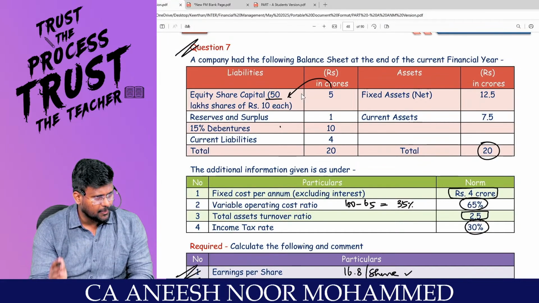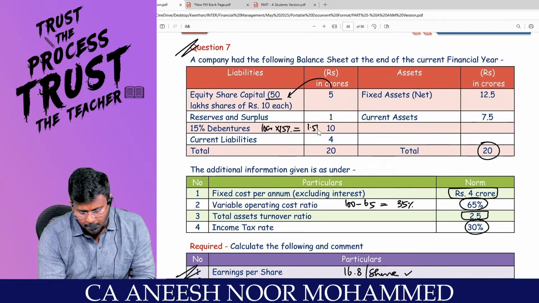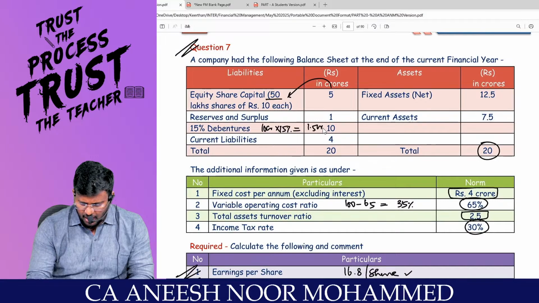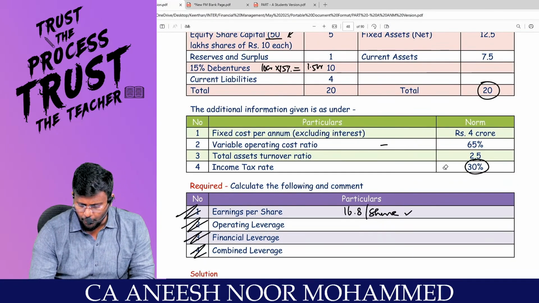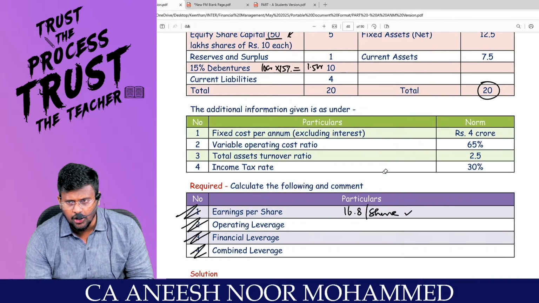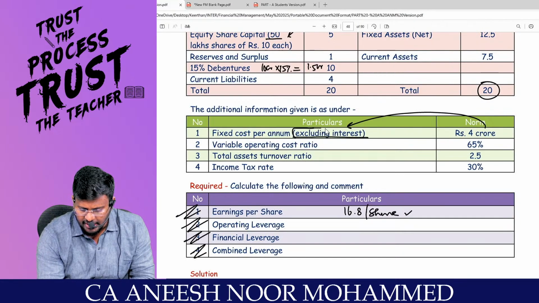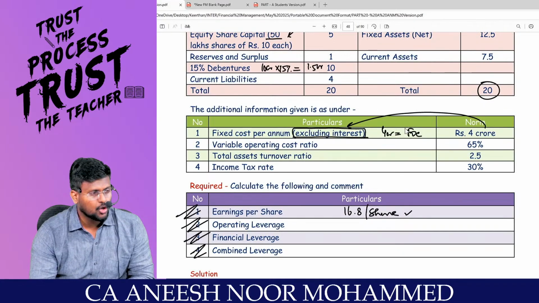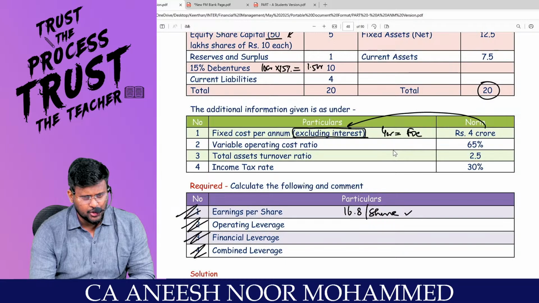Reserves and surplus they have given, no use. 15% debenture of 10 crore. So 10 crore into 15 percentage comes to 1.5 crores. This data I will use to find out the interest. Current liability, put it in the dustbin. Additional information given, fixed cost per annum 4 crore, excluding interest. That means 4 crore is fixed operating cost, not the fixed financial cost. Variable operating cost ratio has been given.